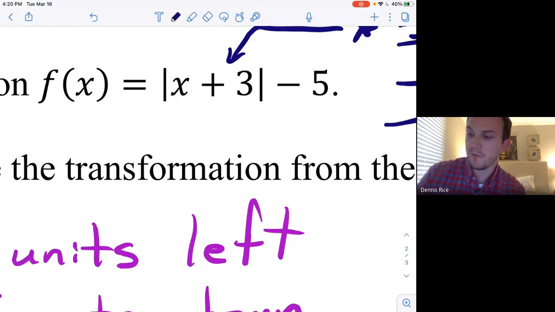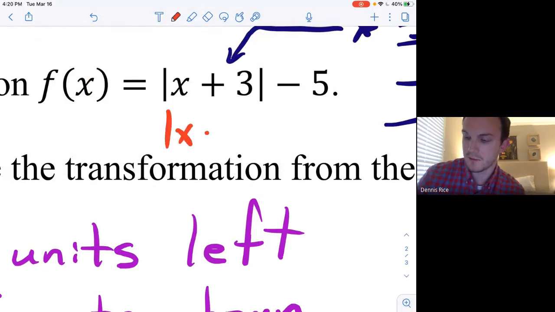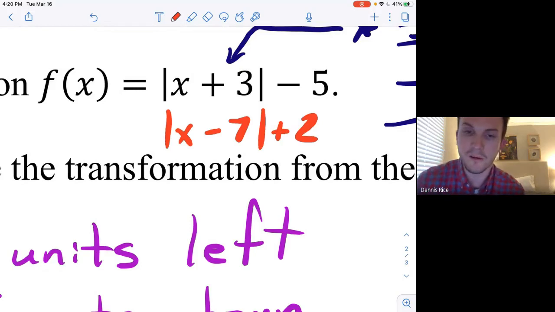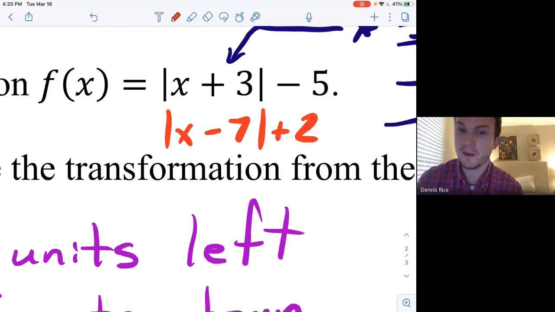So, for example, Maximus, tomorrow you have, let's say, I'm just making this up, x minus 7 plus 2. What would the middle of your table be? What value should be in the middle of your table? Positive 7. That's it. Okay. The other way, I'll do this quickly.